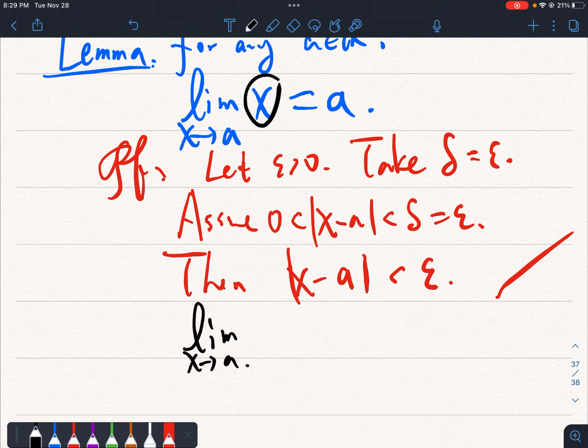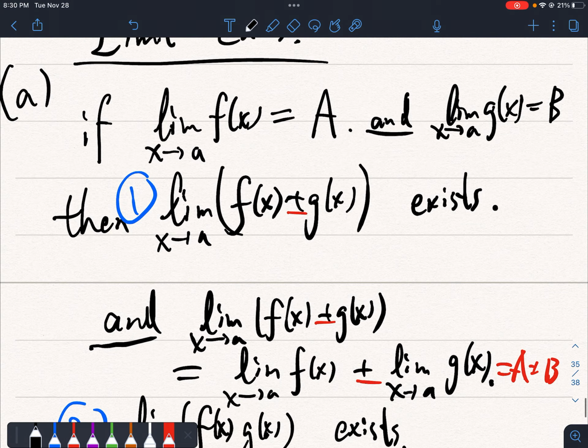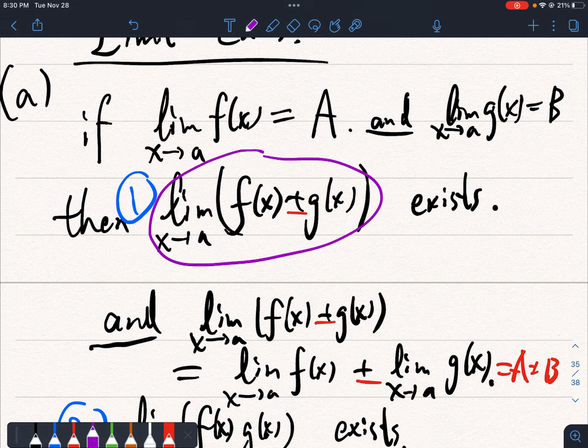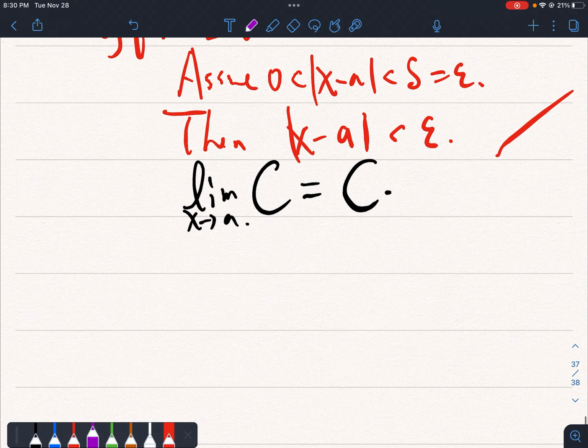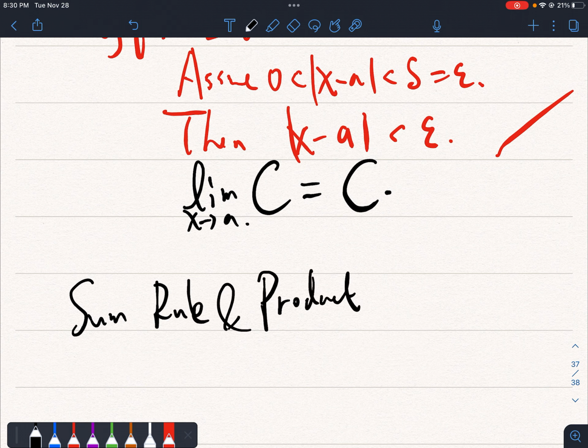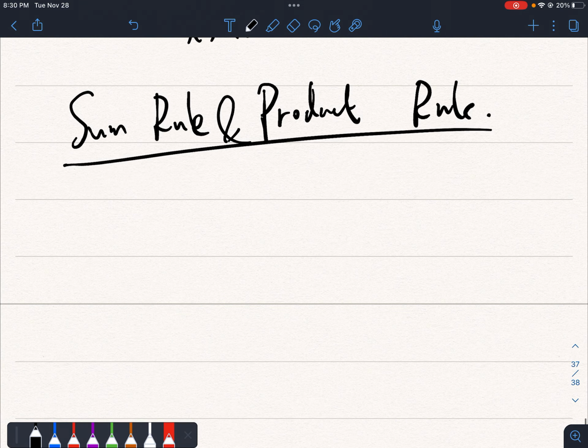Also, we have already shown that the limit of any constant is equal to this constant. Now, we only need to use two limit laws, which are the limit law of the summation and also the product. We can call them the sum rule and product rule, and we'll deduce that every polynomial is continuous.